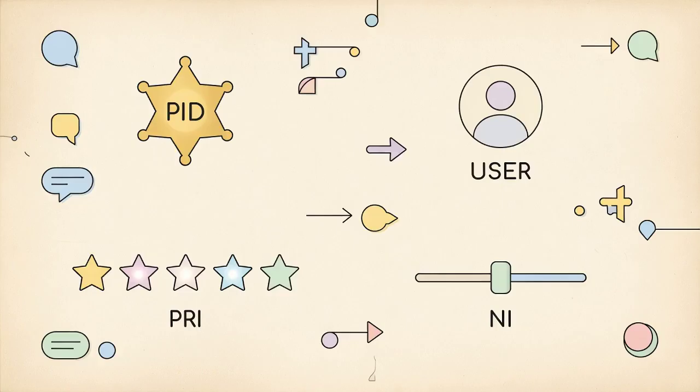Every column in htop tells you something specific about a running process. The PID is the badge number, a unique ID assigned to each process. User shows which account owns the process, drawn as an avatar icon. PRI is the kernel's priority rating, shown as a star ranking. NI is the nice value, a slider that lets users politely bump a process up or down in the queue.